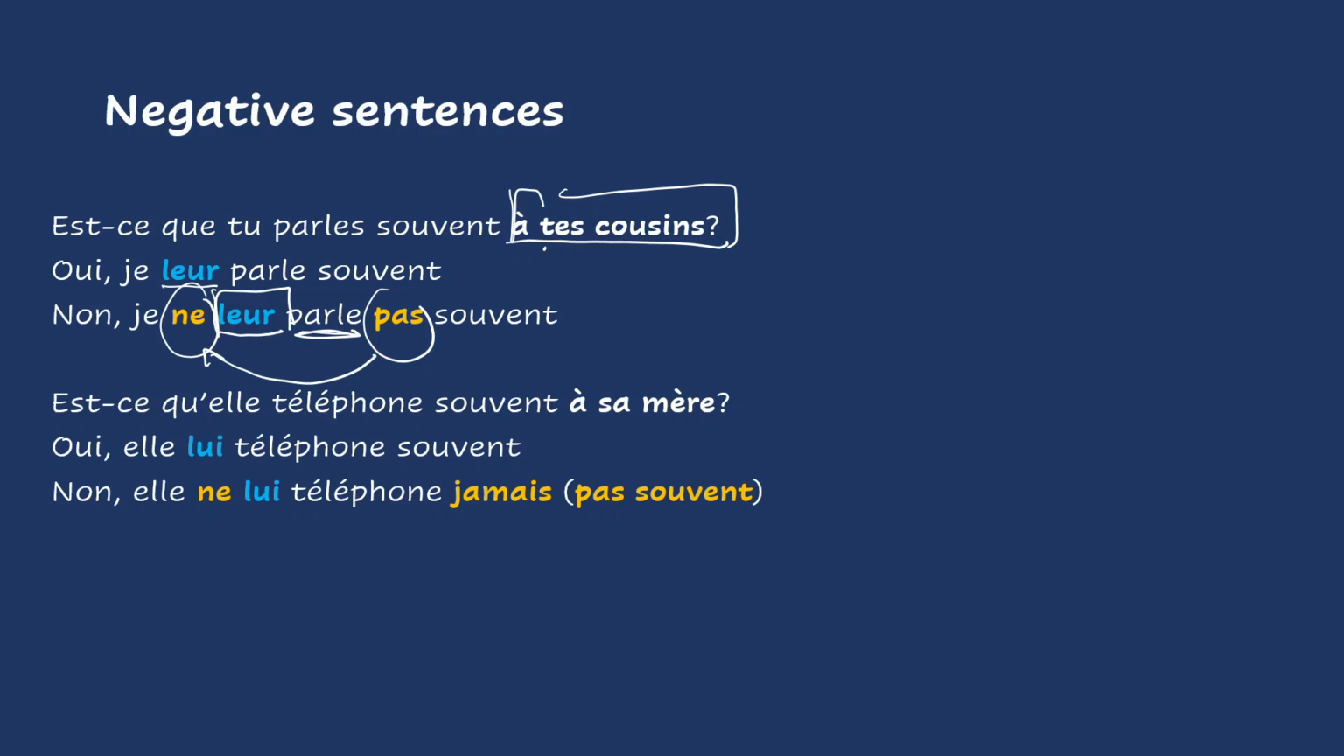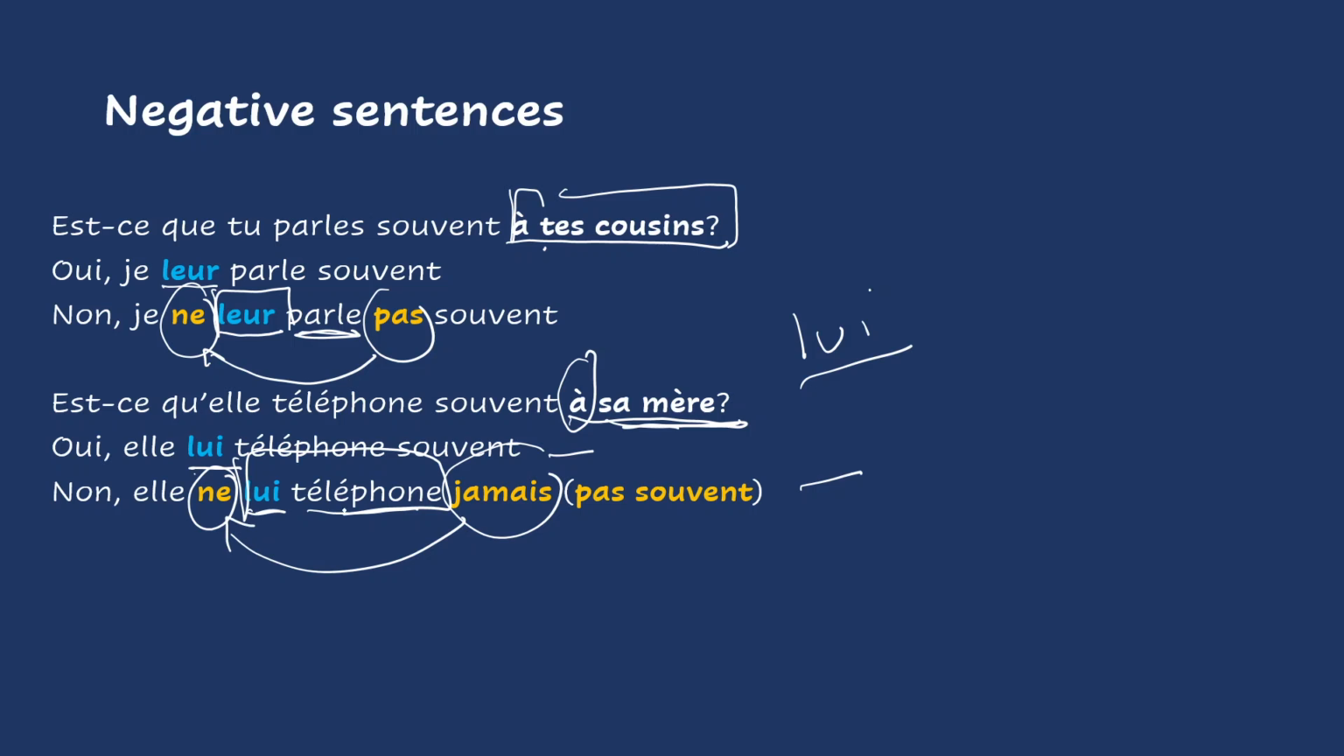Est-ce qu'elle téléphone souvent à sa mère? You have a preposition à, you have sa mère, you will use lui, an indirect object pronoun. Oui, elle lui téléphone souvent. In the negative sentence, lui is in front of the verb, the pronoun and the verb form a block, and you place the two parts of the negation around that block. Non, elle ne lui téléphone jamais, or elle ne lui téléphone pas souvent.